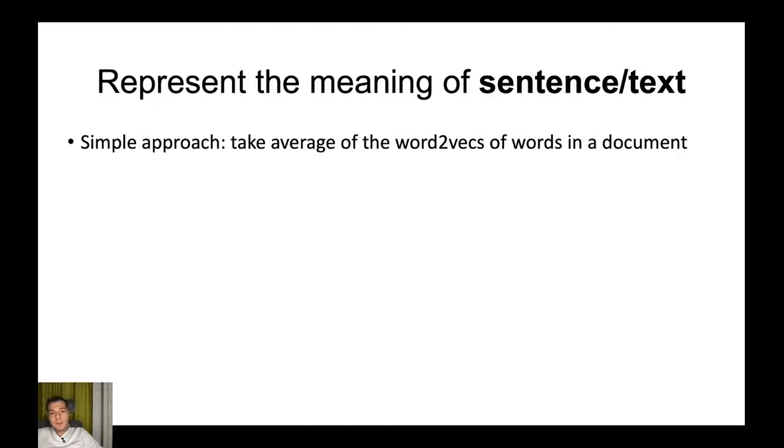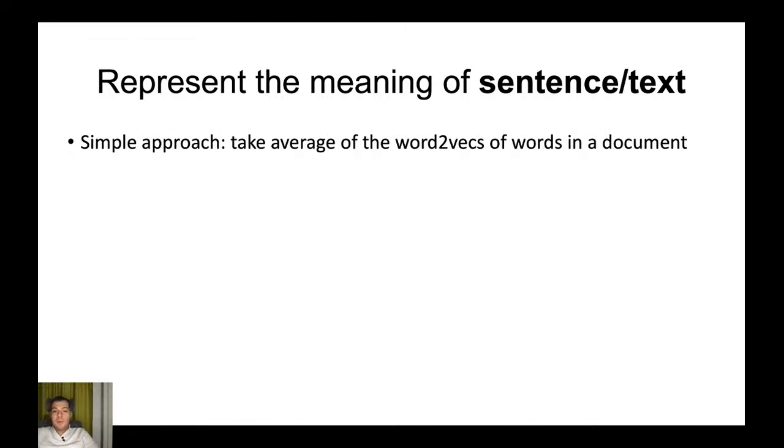Okay, so let's jump to document embeddings. So far we discussed ways to obtain vectorial representations for words. So now what we want to do is to obtain these representations for documents, so we can use them, for example, in classification models for various document classification tasks. Okay, so the first idea could be to take the average of word vectors in a document and use that to represent the document.